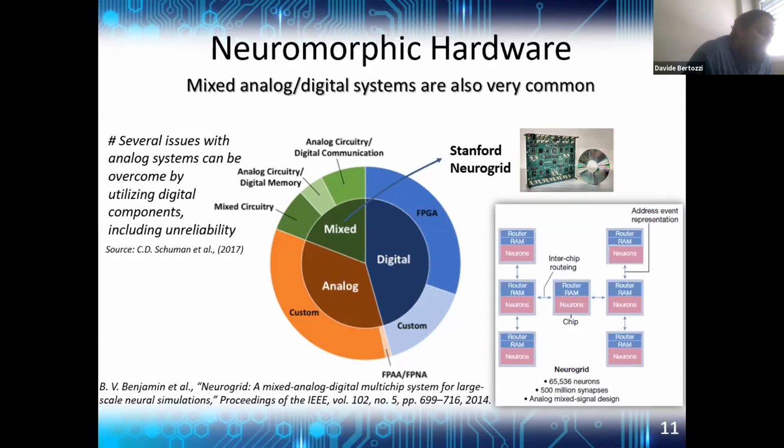This, however, justifies the use of digital circuits for neuromorphic hardware, especially digital storage, while keeping the computation circuitry analog, or digital communication.